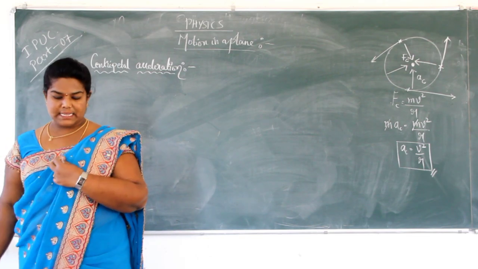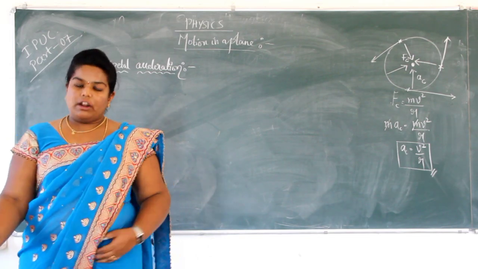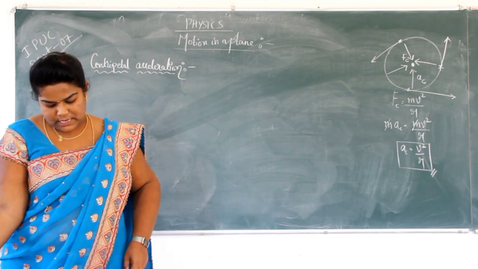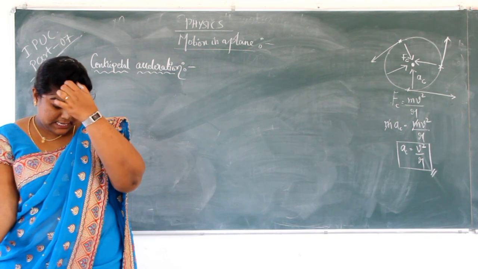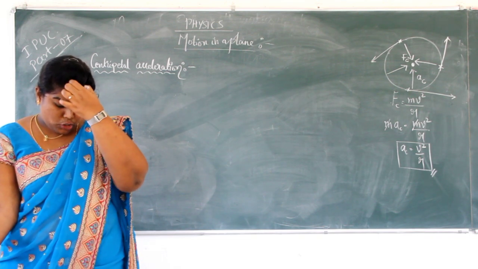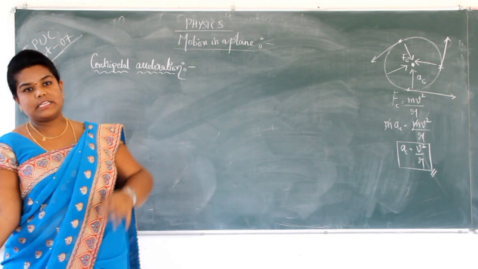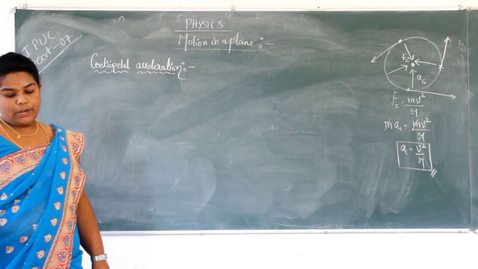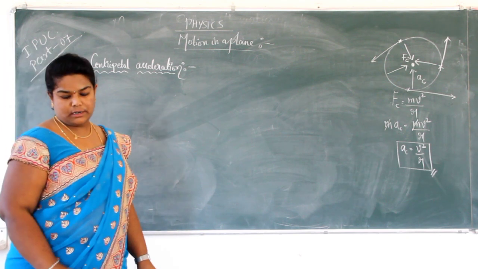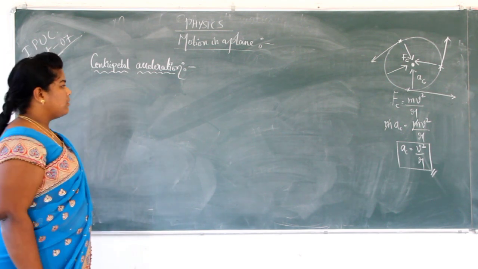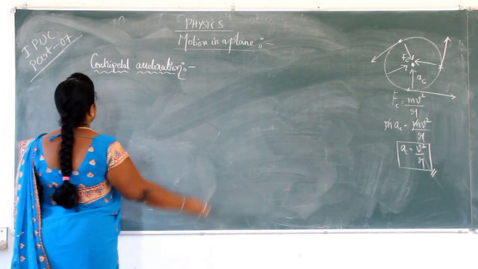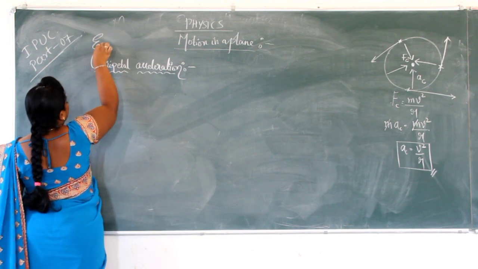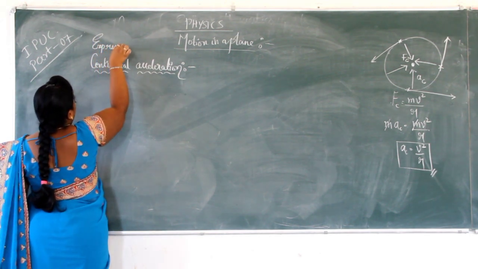The centripetal acceleration is always directed towards the center. Is always directed towards the center of circular path. Hope you got this. Now take down the next heading, expression for centripetal acceleration.